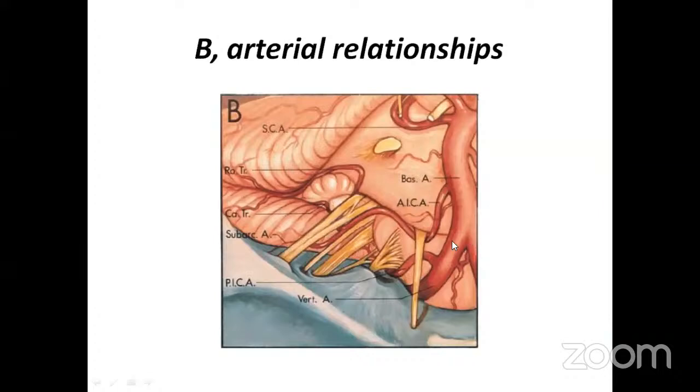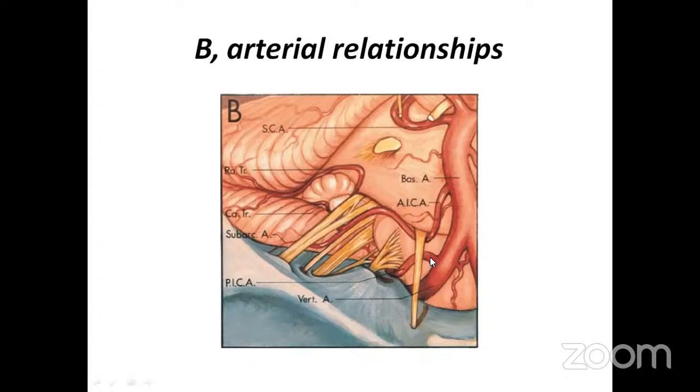Arterial relationships. Again, this is the superior cerebellar artery that lies above the trigeminal nerve. Anterior inferior cerebellar artery, as I have told previously, divides into a rostral and caudal trunk. The rostral trunk goes below the 7th and 8th cranial nerves. It then goes above the flocculus to supply the middle cerebellar peduncle, and the caudal trunk goes below the flocculus to supply the cerebellum.